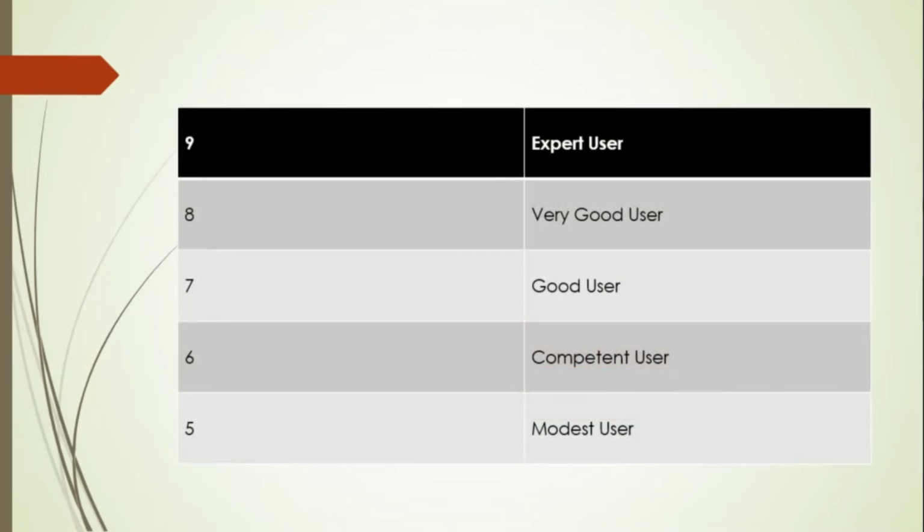So let's see the scores here. We have scores ranging from 5 to 9 and what they mean. 9 means that you are an expert user. You have a range of vocabulary, and you speak fluently with very few mistakes. And 8 is a very good user. You have infrequent mistakes and you speak fluently too, with a range of vocabulary. 7 is a good user. You have some mistakes, but you have a range of vocabulary and you also speak fluently. And 6 is a competent user. 5 means modest user. This means you have frequent mistakes, your vocabulary range is not so wide, and you also try to speak fluently.